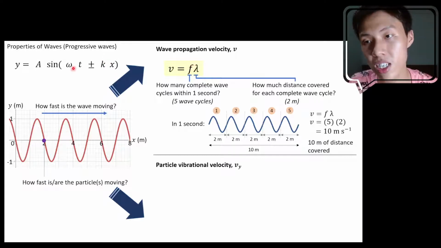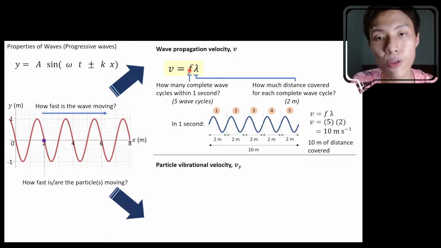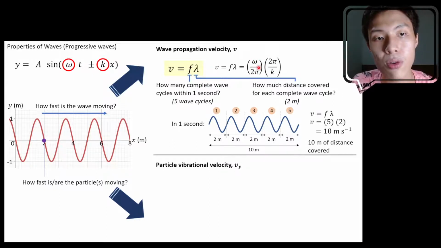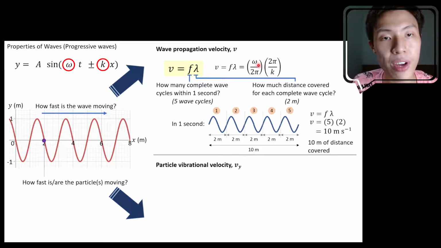We know that frequency is related to omega through omega equals 2 pi f. So frequency is just equal to omega divided by 2 pi. For lambda, you know it's related to wave number. k will be equal to 2 pi over lambda. So lambda is equal to 2 pi over k. Now we have re-expressed frequency in terms of angular frequency, and wavelength in terms of wave number.